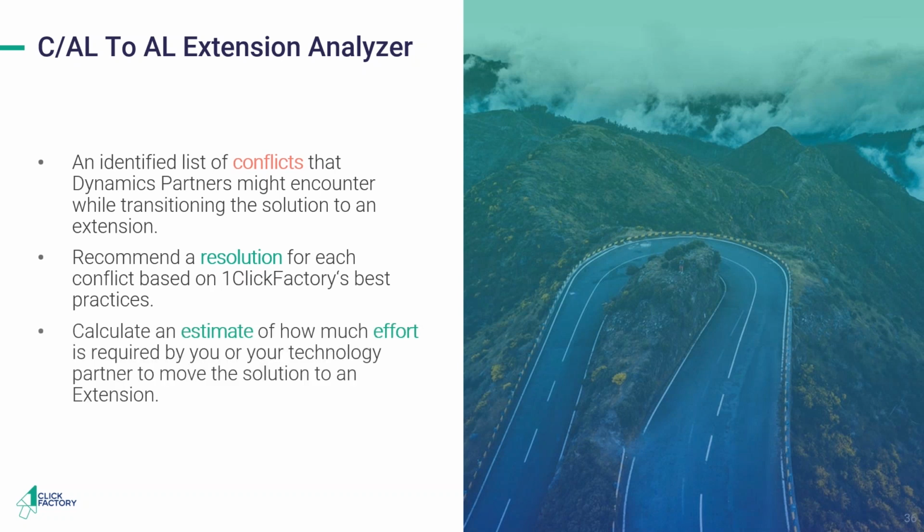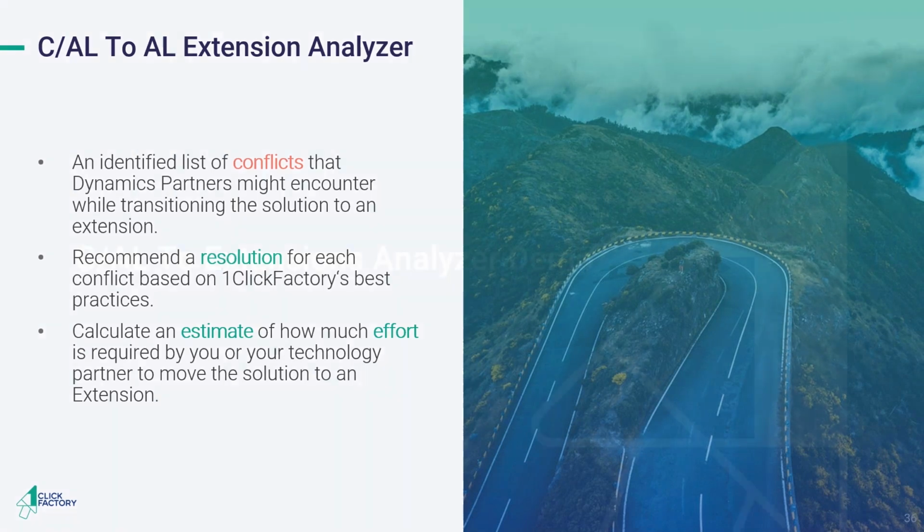And last but not least, at the end of the report, we specify a preliminary estimate of how much time it might take for you to move this solution from C/AL to AL. And if you're not sure if you want to try out this functionality, the overview report of the C/AL to AL Extension Analyzer is free, and you're able to download a Word file, and it will show you some specific scope, some specific issues. And if you like what you see, you can buy the Excel report, and you will be able to see the conflict resolutions and the estimates.